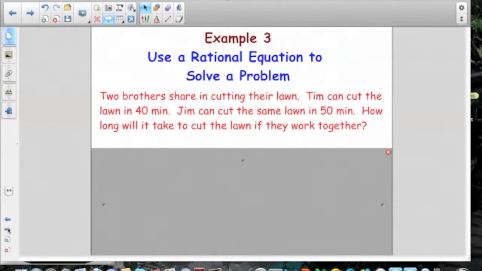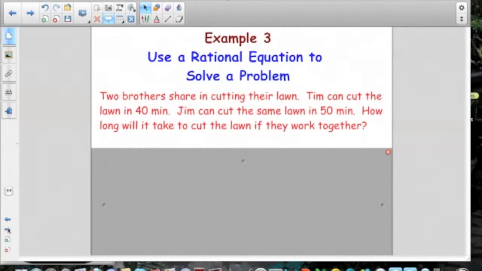Going to be a word problem. All right, so two brothers share in cutting their lawn. Tim can cut the lawn in 40 minutes. Jim can cut the lawn in 50 minutes. How long will it take them to cut the lawn if they work together?